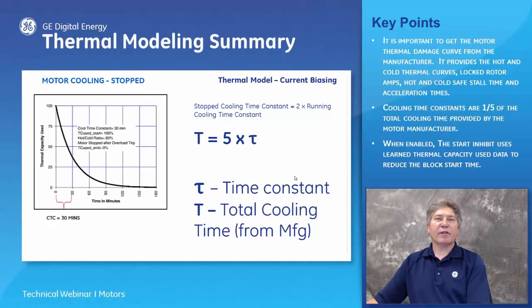Now, if the manufacturer provides a stop cooling time of 150 minutes, then the value that gets entered into the setting is divided by 5. In this example, 30 minutes. If you forget to divide by 5, then the total cooling time is increased by a factor of 5. In this example, that equates to 750 minutes. Stop cooling time constant is typically twice as long as the running cooling time, based on the cooling from the fan mounted on the front of the motor.